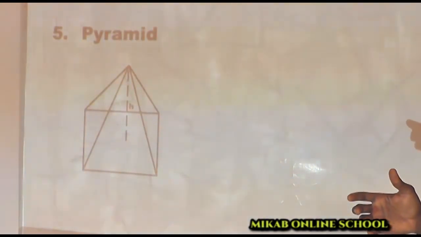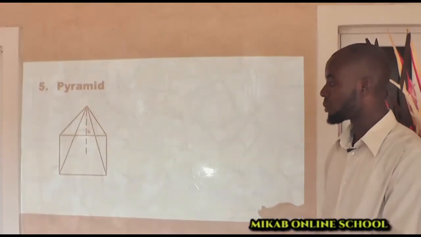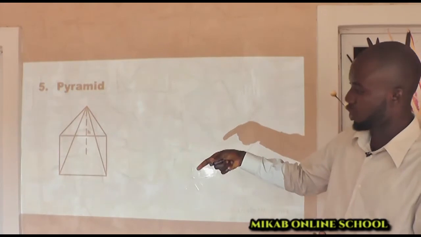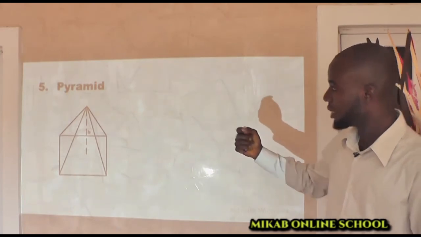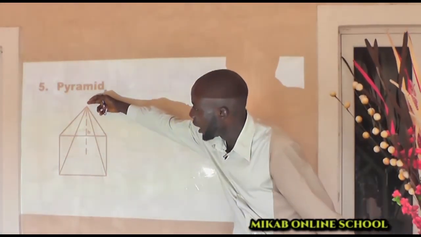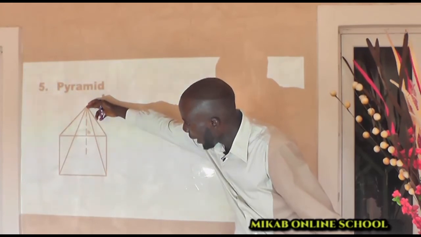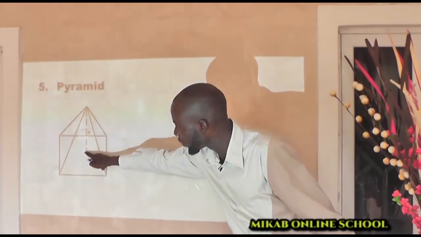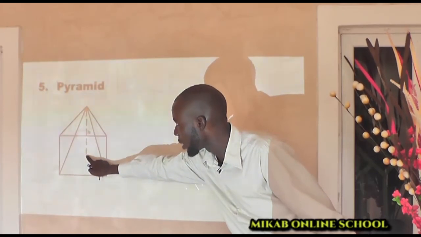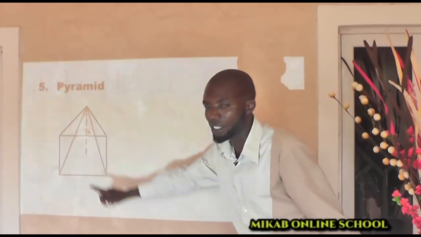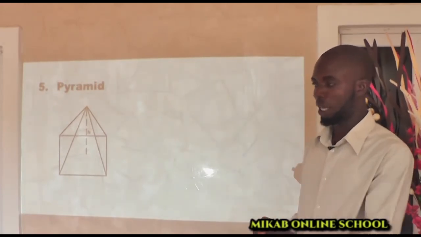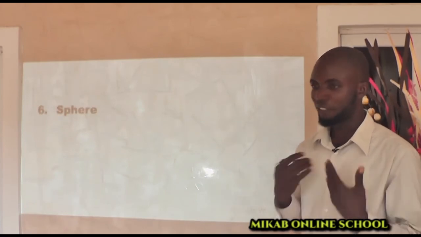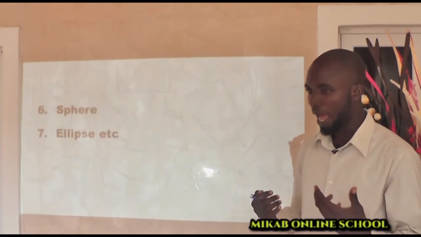The next example we shall look at is a pyramid, the square base pyramid. It means that all the sides of the base must be equal. This one also has an apex, and its distance from the center of the base shape is referred to as the height. The other examples of solid shapes are the sphere and the ellipse.